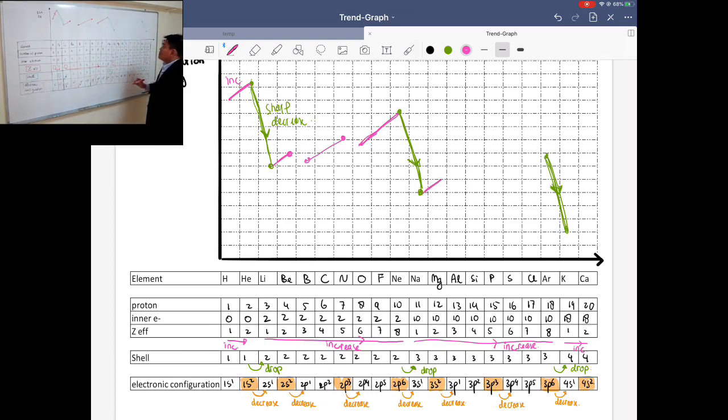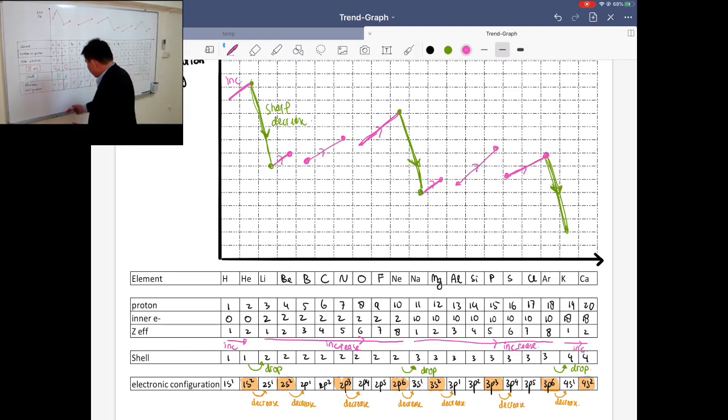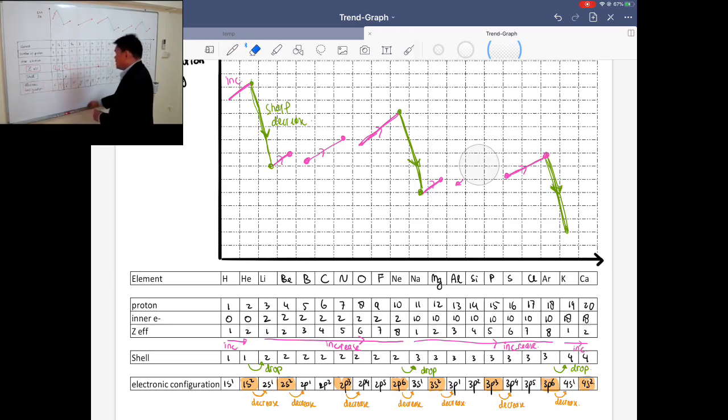Same method applies here. Sodium and magnesium, from aluminium all the way until phosphorus, and from sulfur to argon, and potassium to calcium. What's the reason? Why must we cut it into this portion? Simply because you're going to draw the effect of this electronic configuration.